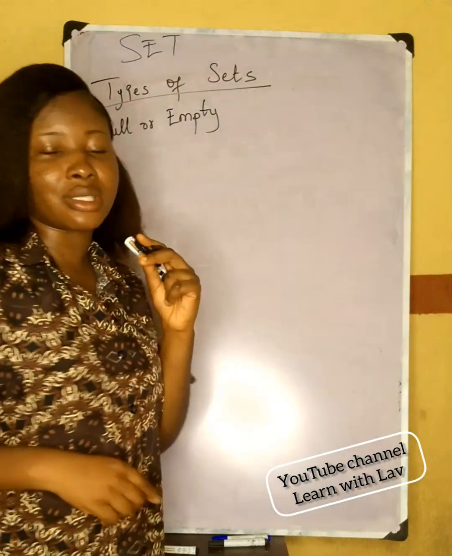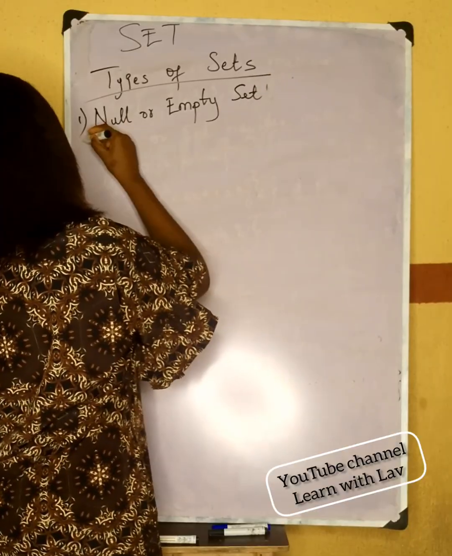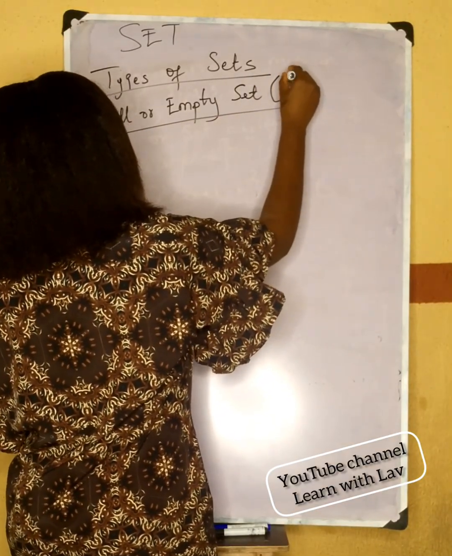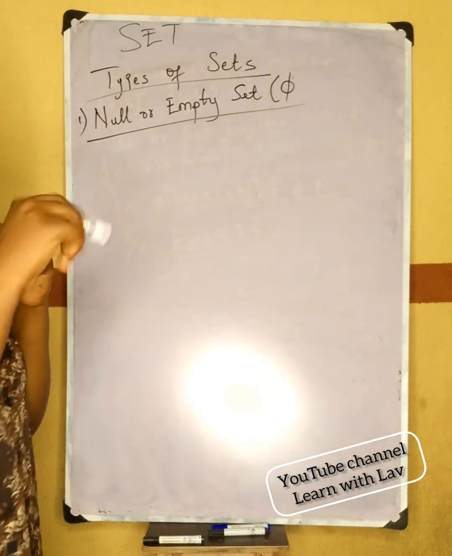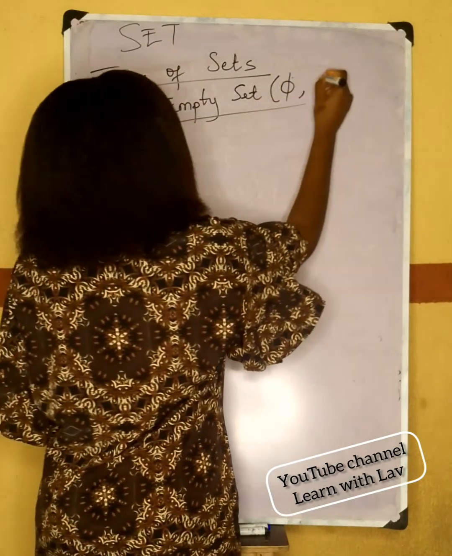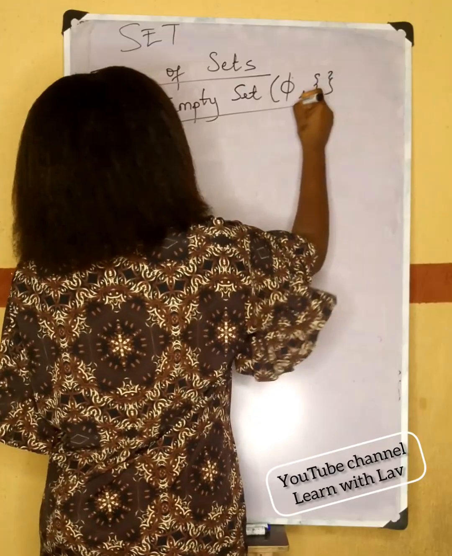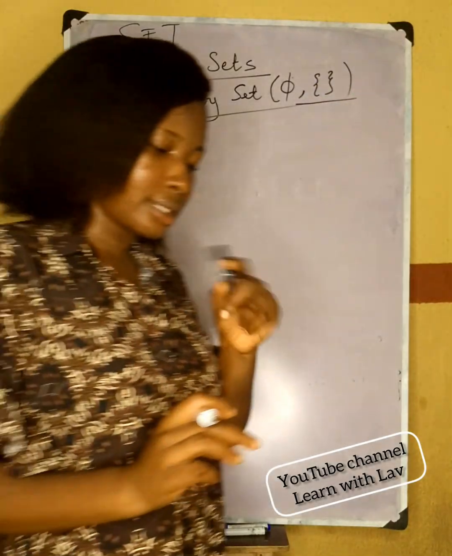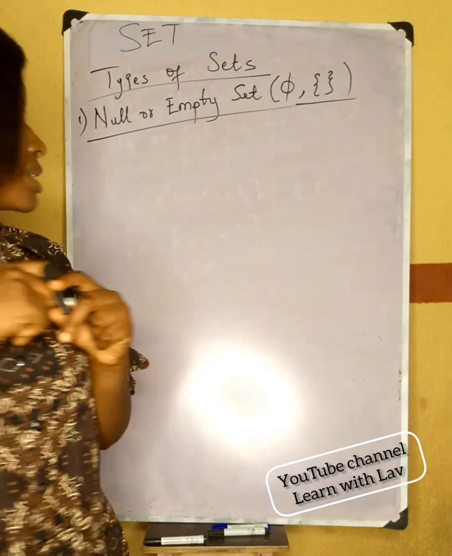And the first one, look at the symbol for that. We use this. Either you write 0 and cancel it, or you use a set bracket, a curly bracket, but nothing will be inside the curly bracket. So that's another way we use to represent a set.